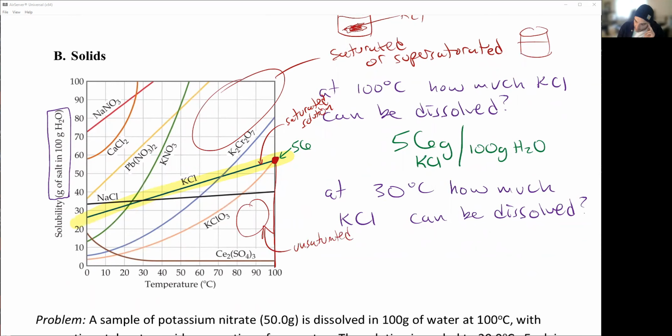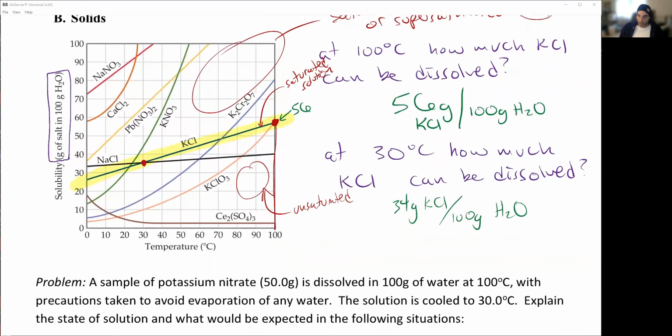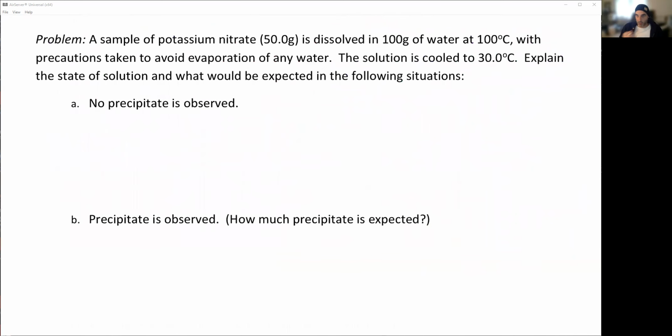Okay, so at 30 degrees Celsius, how much can actually be dissolved? At 30 degrees, you're about here, which makes it about, I don't know, 34. So 34 grams of KCl per 100 grams H2O. Okay, makes sense? Great. So answer this question for me.